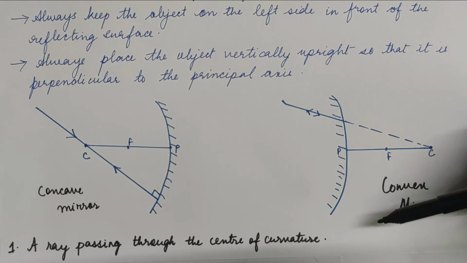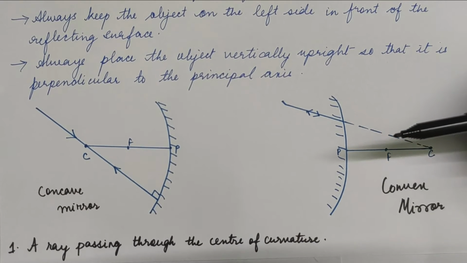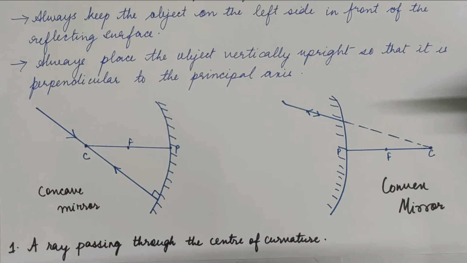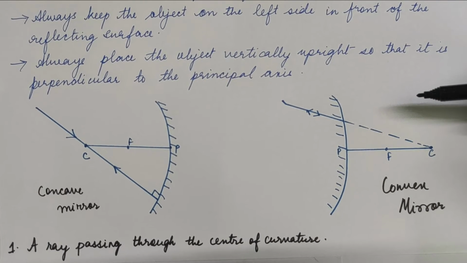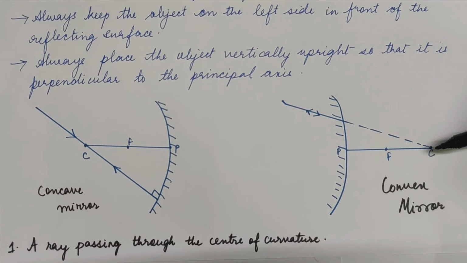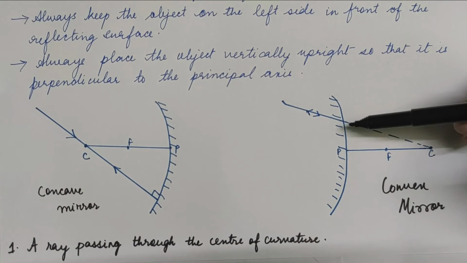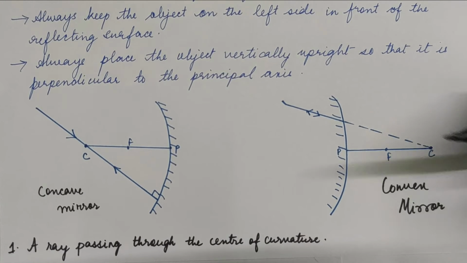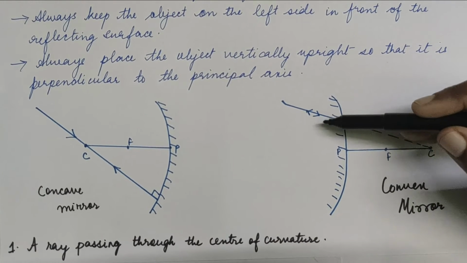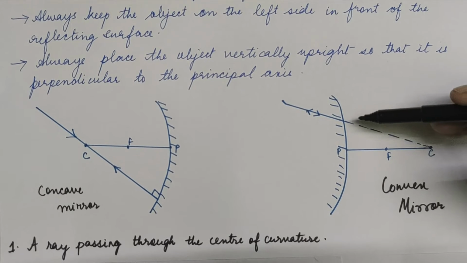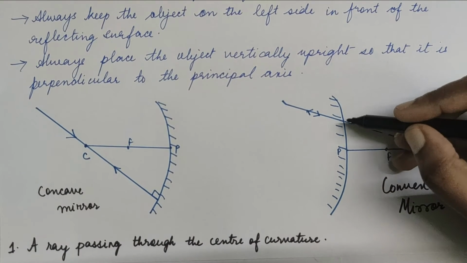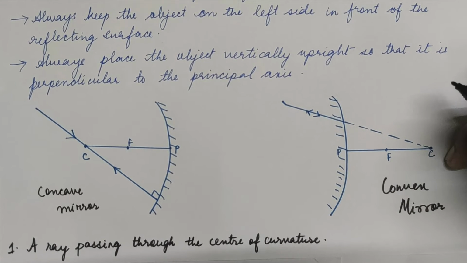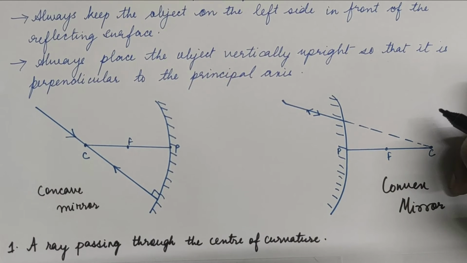Same for the convex mirror. The ray will appear to pass through the center of curvature and retrace the path after reflection. The ray which appears to be passing through the center of curvature falls on the reflective surface normally and hence retraces the path. So I have shown you the arrow showing that it is retracing the path. Here it is shown with a dotted line because actually the ray is not going to come here. It is appearing to meet here or passing through the center of curvature in the case of a convex mirror.